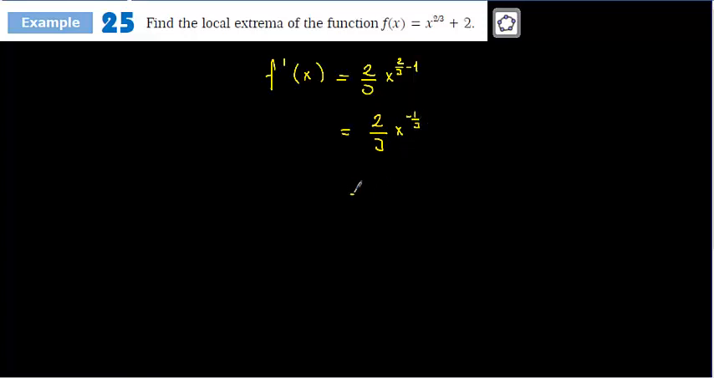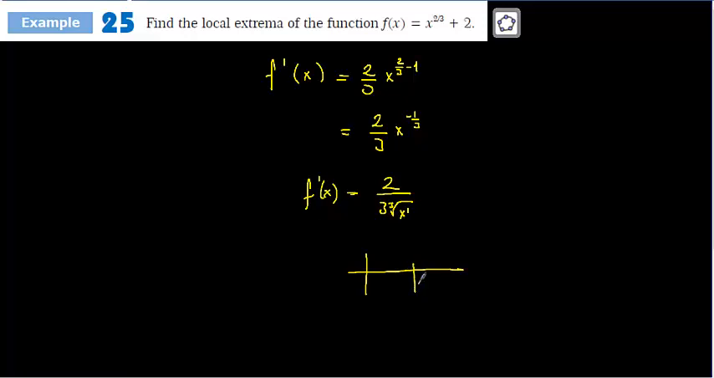This is going to go to the denominator: 2 over 3 times the third root of x to the power of 1. The power in the numerator goes to power, and the denominator goes to the index of the root. Okay, this is the expression for f'(x), but for this expression it's impossible to be equal to 0, because the denominator cannot be equal to 0. If the denominator is not equal to 0, we are going to try to find the positiveness and negativeness.